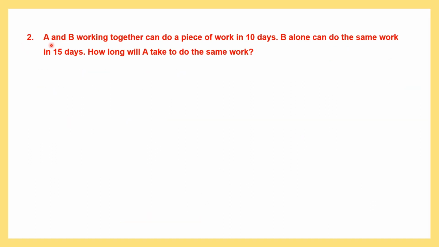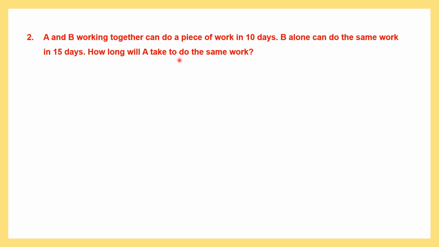Question 2. A and B working together can do a piece of work in 10 days. B alone can do the same work in 15 days. How long will A take to do the same work? So I hope you've understood the question. If A and B work together, they can finish a piece of work in 10 days. Now, if B has to do it alone, he will take 15 days. Now the question is, how long will A take to do the same work?